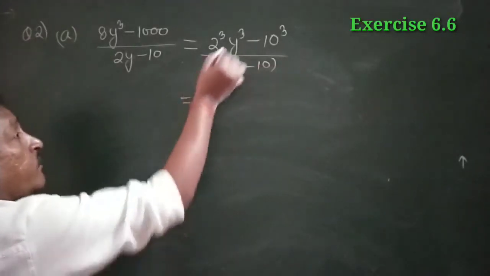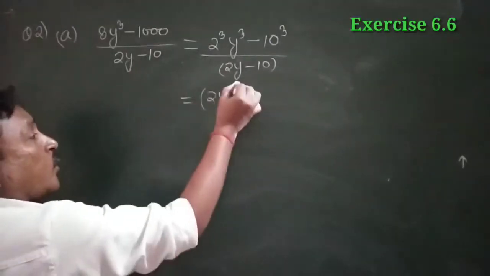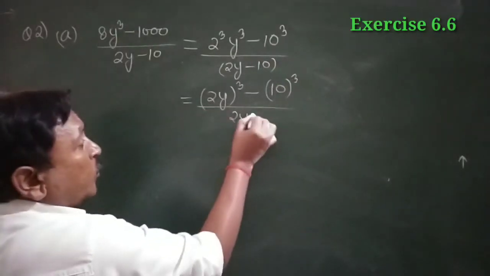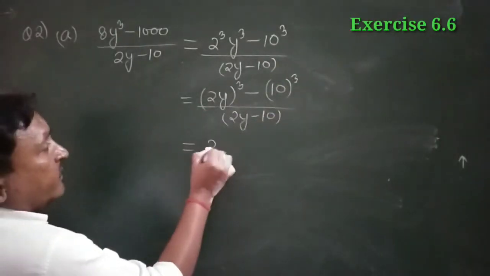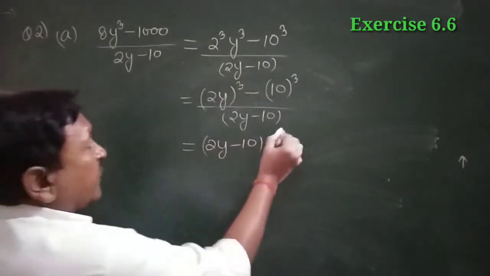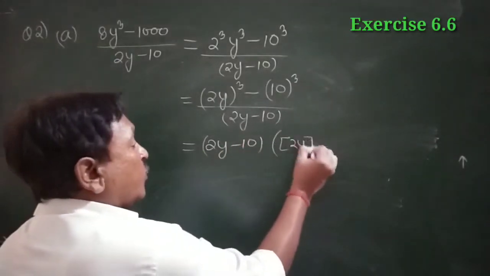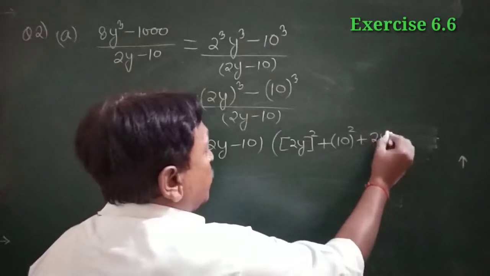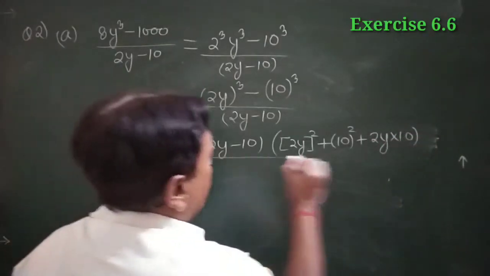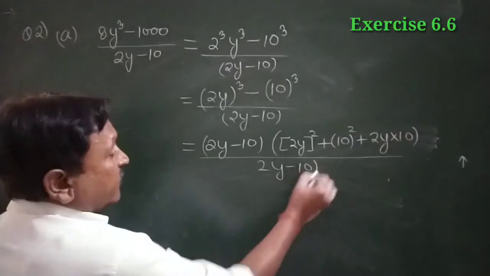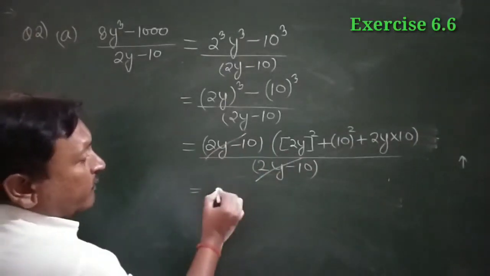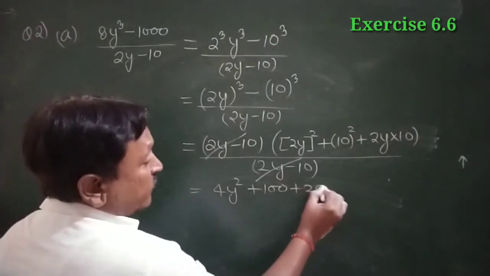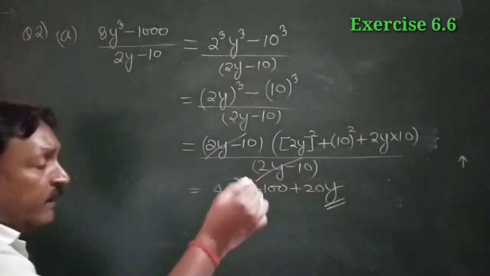Okay, we can write it like this: (2y)³ minus 10³ upon 2y minus 10. Now we can write it like this: a minus b, then a square means (2y)², plus b square means 10², plus ab, 2y into 10, upon 2y minus 10. Cancelled. So what is left? 4y² plus 100 plus 20y, which is our needed answer.